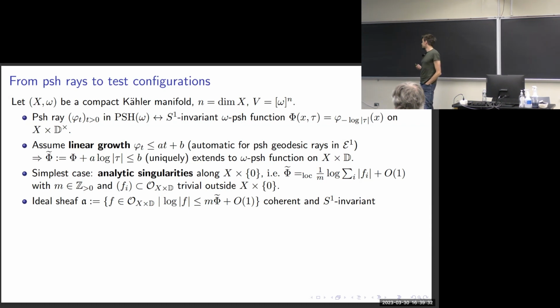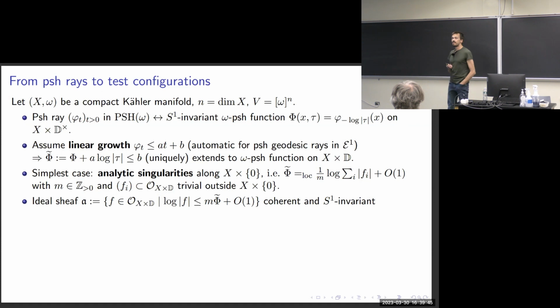The ideal could depend on what you are looking at locally, but there's a way to recover a globally defined ideal sheaf. If you assume the singularities are like that, then you look at the ideal sheaf on X times D of holomorphic functions f such that the log of |f| is bounded above by m phi tilde plus O(1). So you look at all functions f that could be candidates in the description of the analytic singularities, the f_i's we had before. And this ideal sheaf turns out to be coherent. That's coherence of integral closures of coherent ideal sheaves, which is a result in analytic geometry.